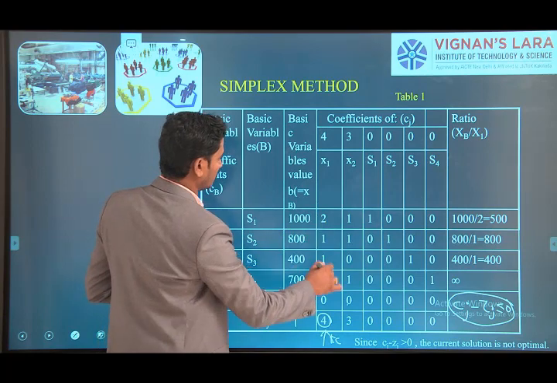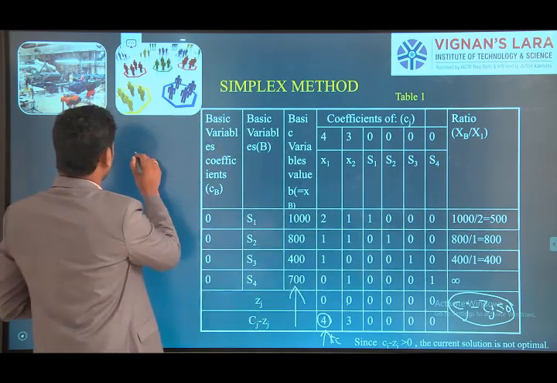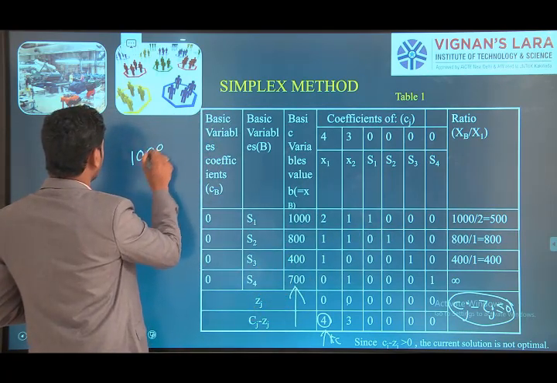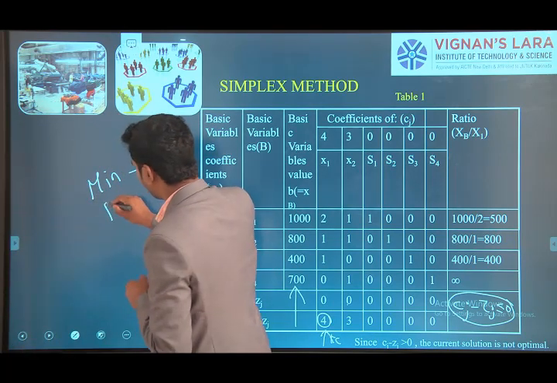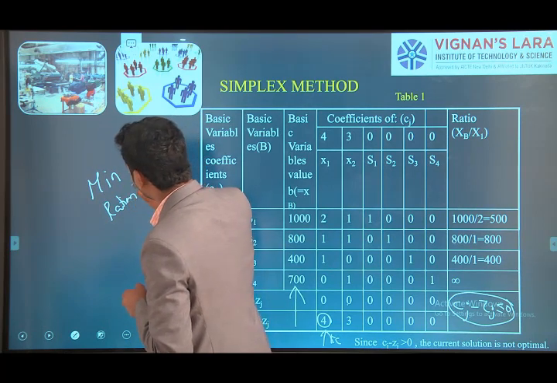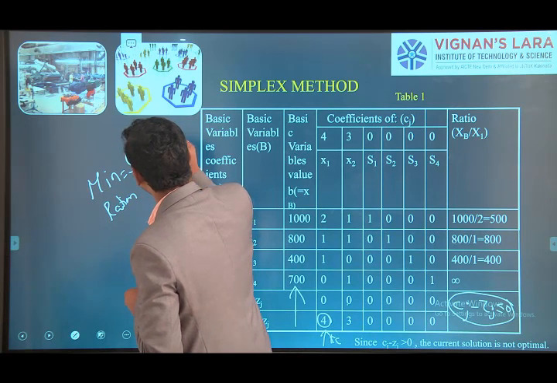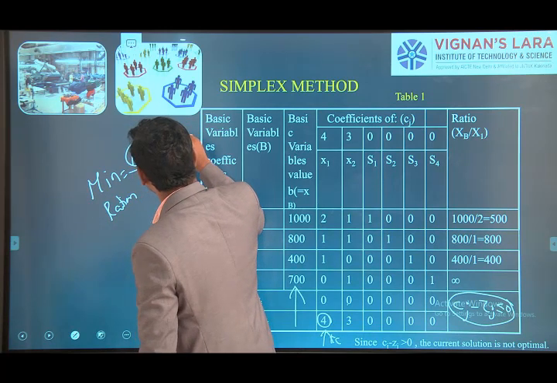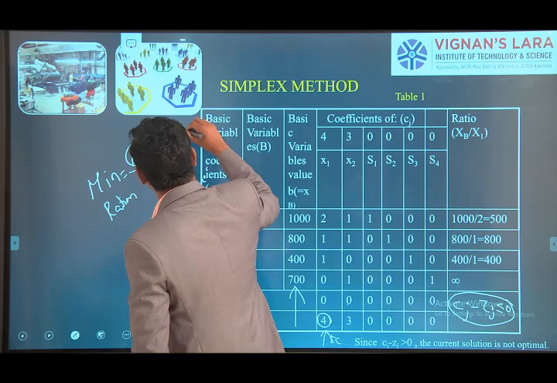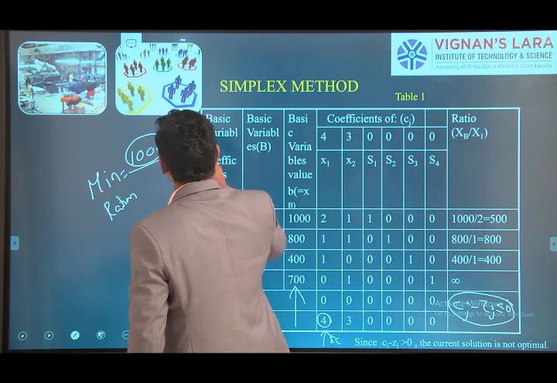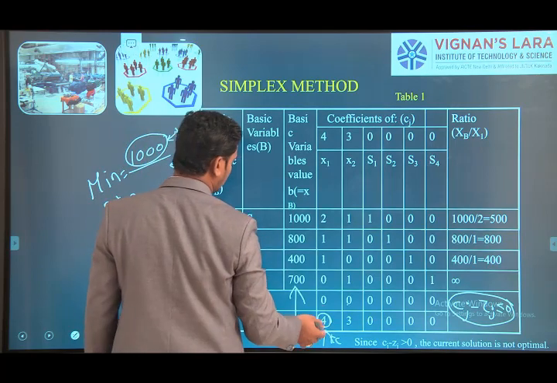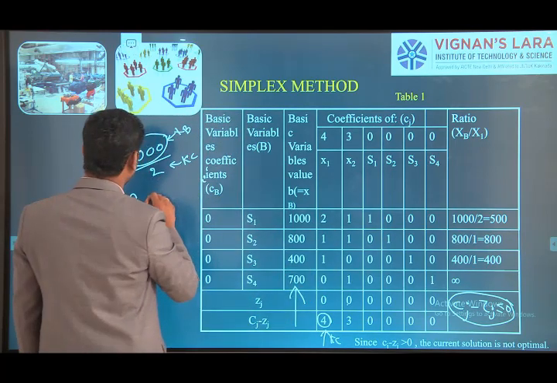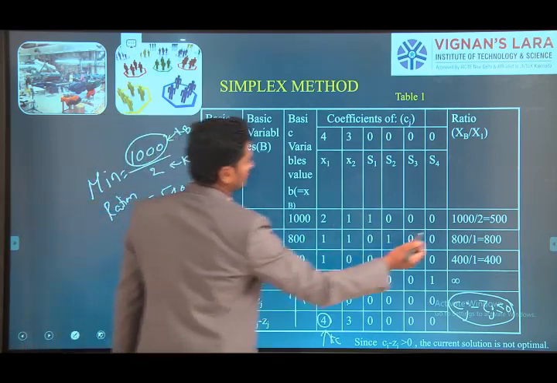Coming to the first row, what do we have? The basic variable value is 1000. Next, what is this? This is the minimum ratio. Now we are going to calculate the minimum ratio. The minimum ratio is equal to the ratio of the basic variable solution value by the key column value. What is the key column value here? In the first row, we have 2. That is equal to 500.